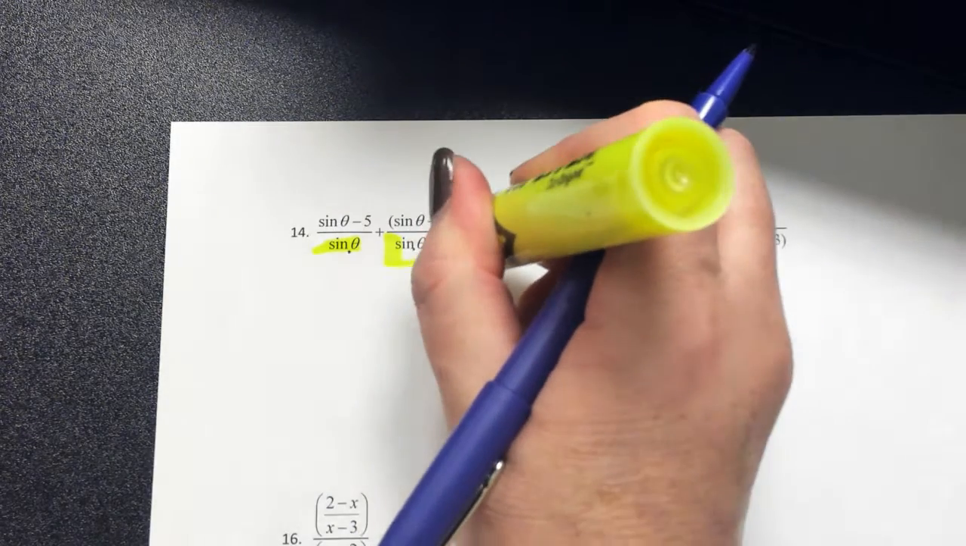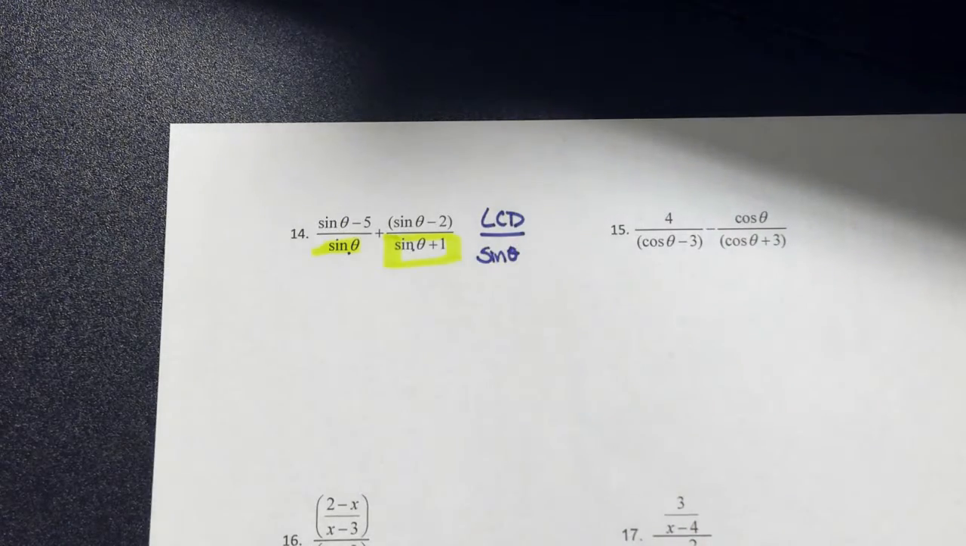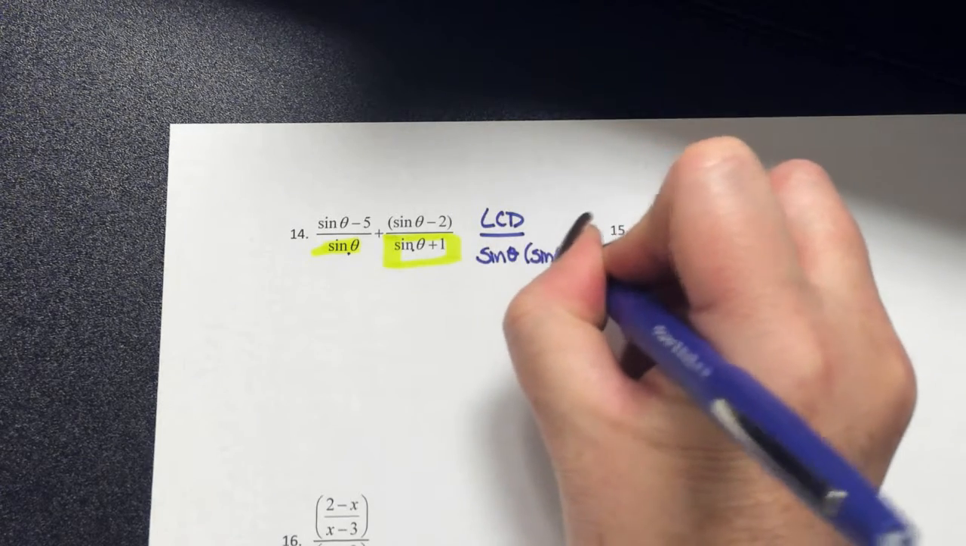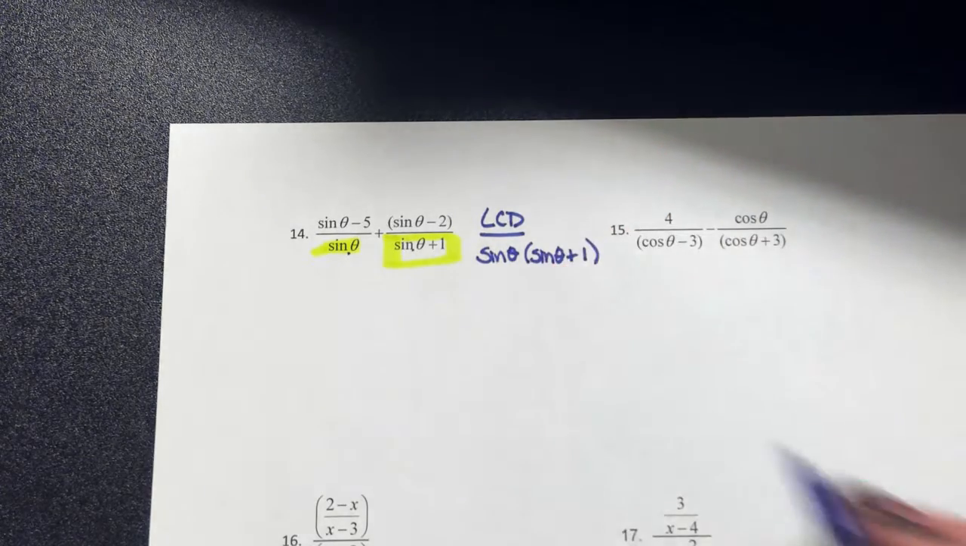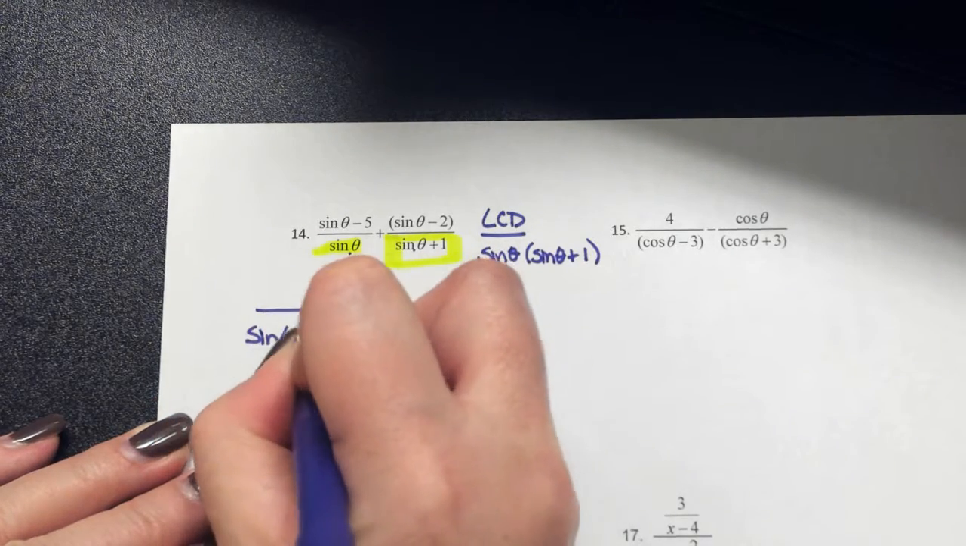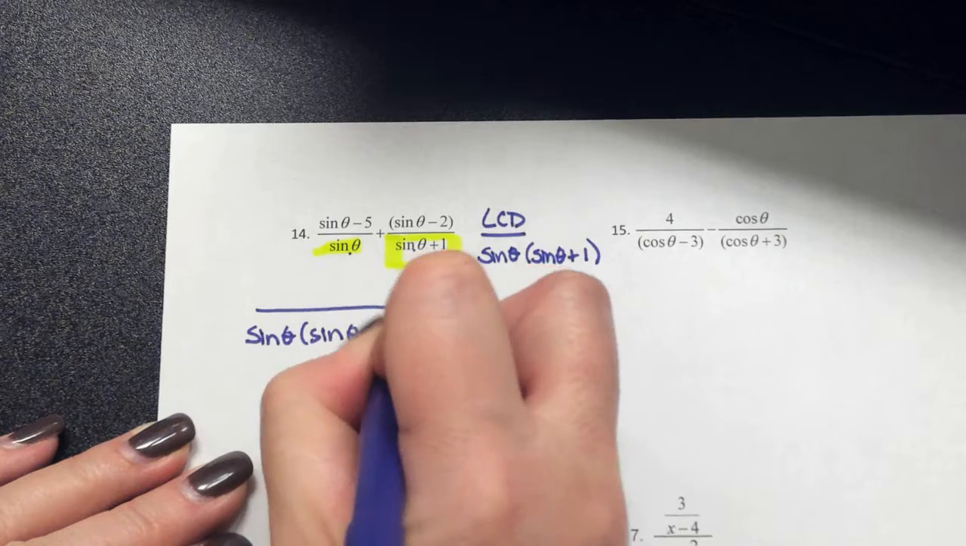Here, I've got one big expression that's a binomial, sine theta plus 1. That's got to be a part of my LCD. So I know what the bottom of each fraction has to look like. It's got to be a sine theta times sine theta plus 1.